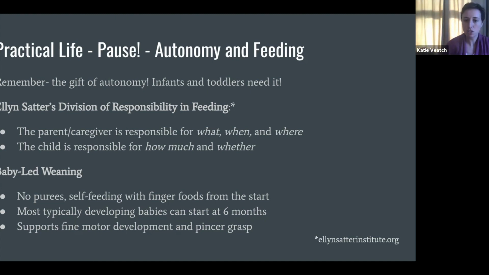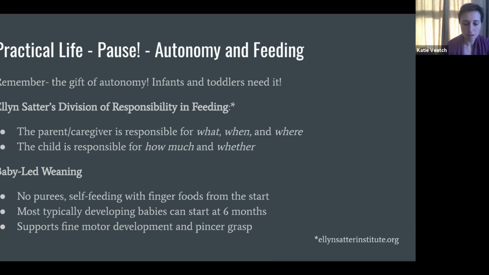So Ellen Satter's division of responsibility with feeding, the idea is that the parent or caregiver is responsible for the what, when, and where, and the child is responsible for how much they want to eat and whether or not they want to eat. And then in baby-led weaning, we just provide finger foods from the start. Again, some babies are better at this than others.